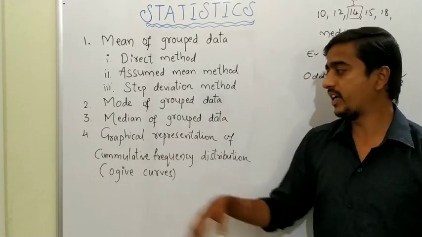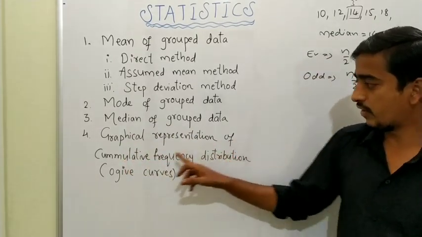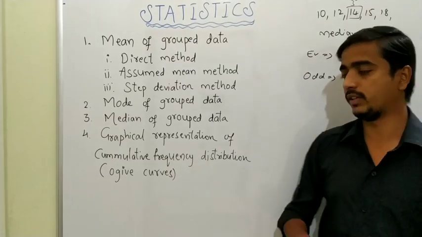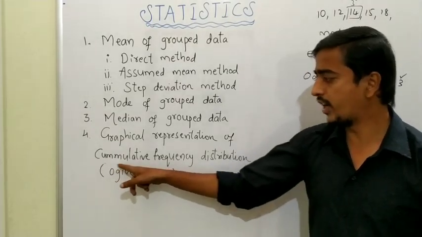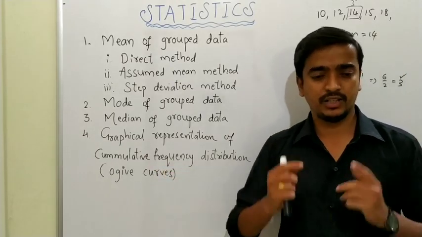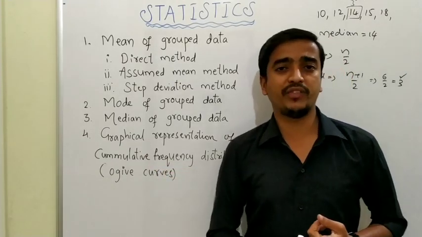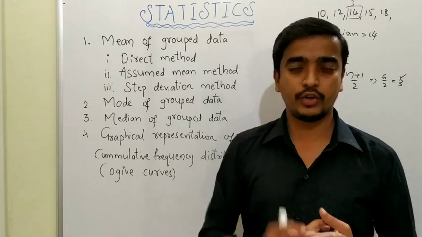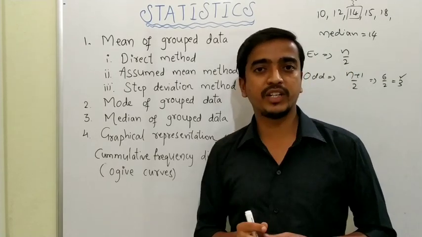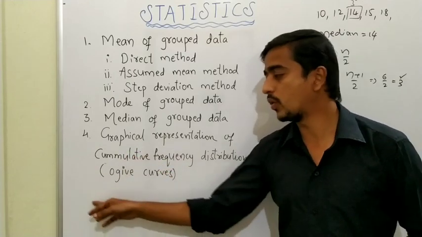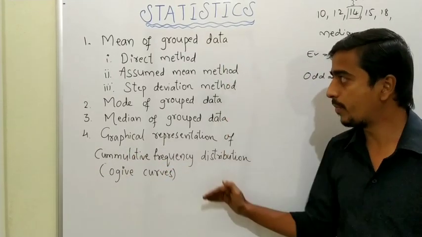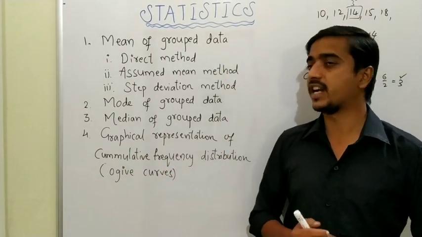The final topic is the graphical representation of cumulative frequency distribution. Here we will draw graphs, and also learn the term cumulative frequency. In the previous classes we learned greater than cumulative frequency and less than cumulative frequency. We can represent that LCF and GCF on a graph. Those graphs are called Ogive curves. So these are the topics we are going to learn in the statistics chapter.